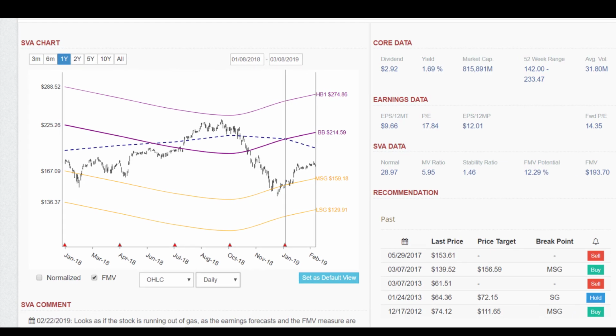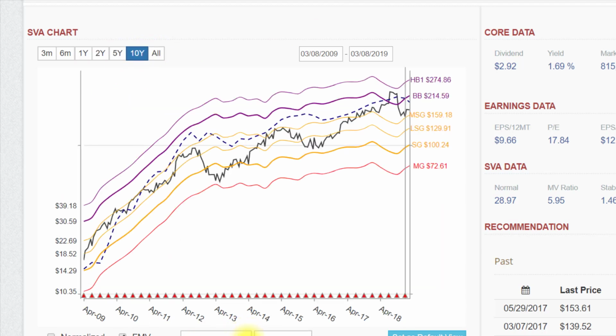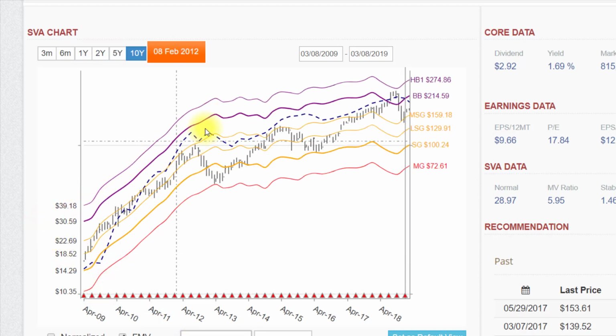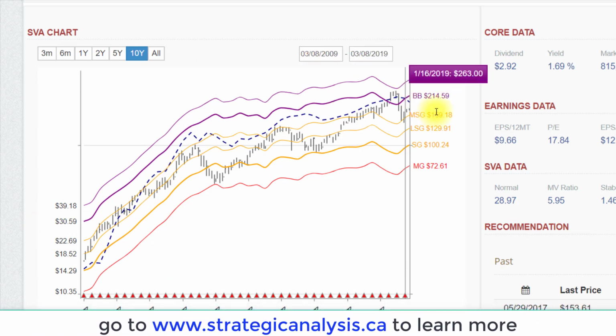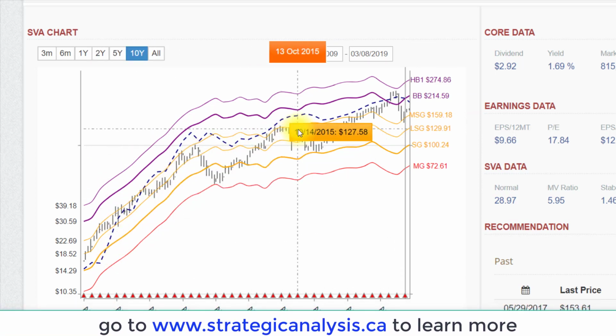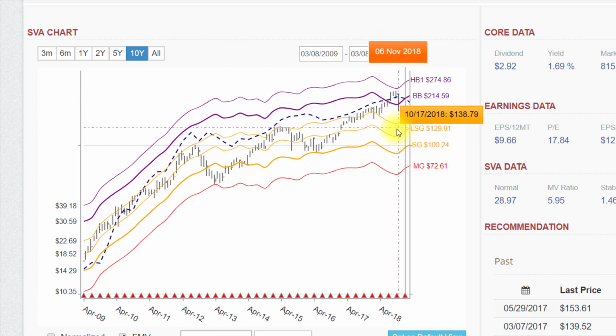Here's good old Apple, and if I can go back and look at the 10-year chart of Apple, I want to show you something quite interesting. For most of the past 10 years, Apple has regularly peaked out at its MSG price. That's 5.5 times its book value. Look at that. Every time it hit, it peaked out until the very end.